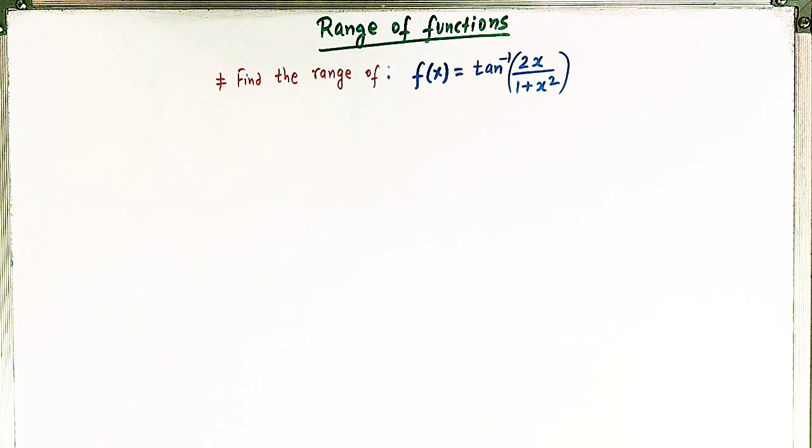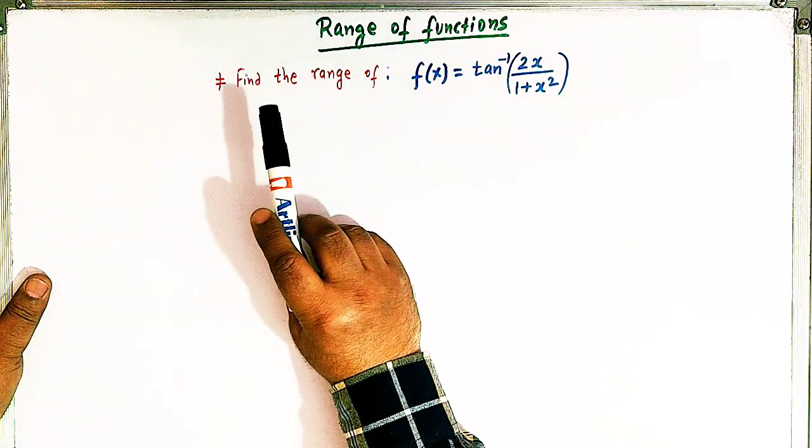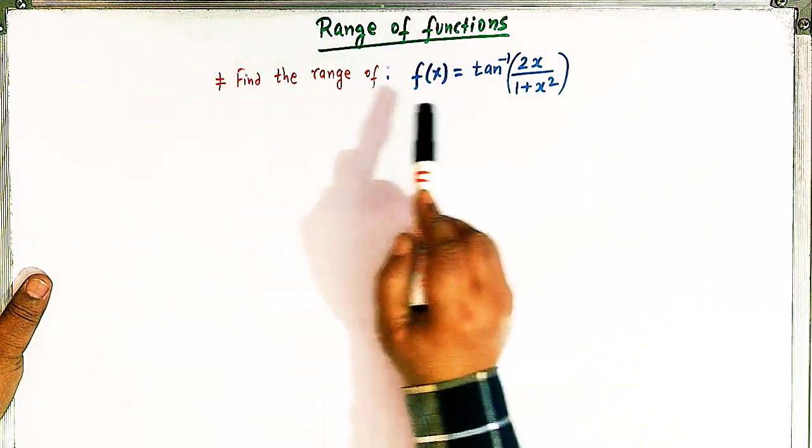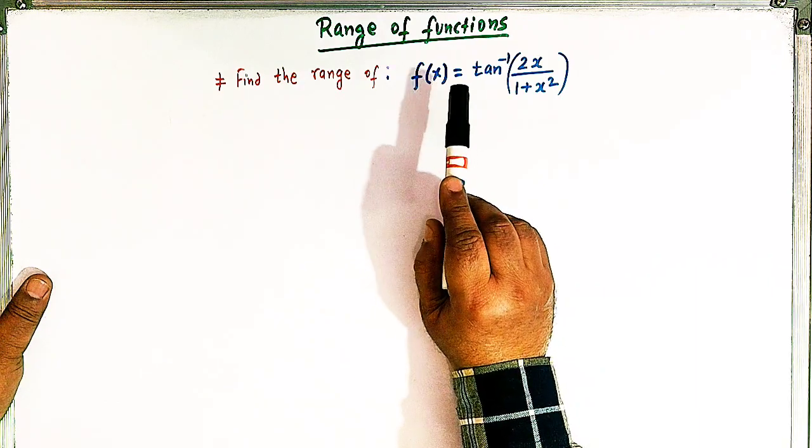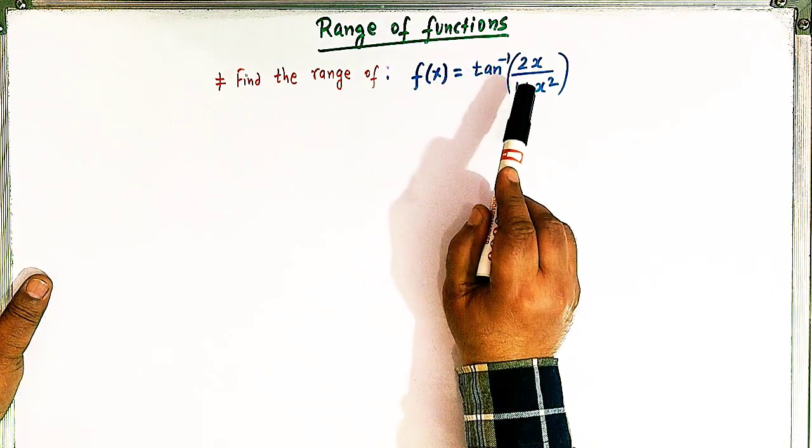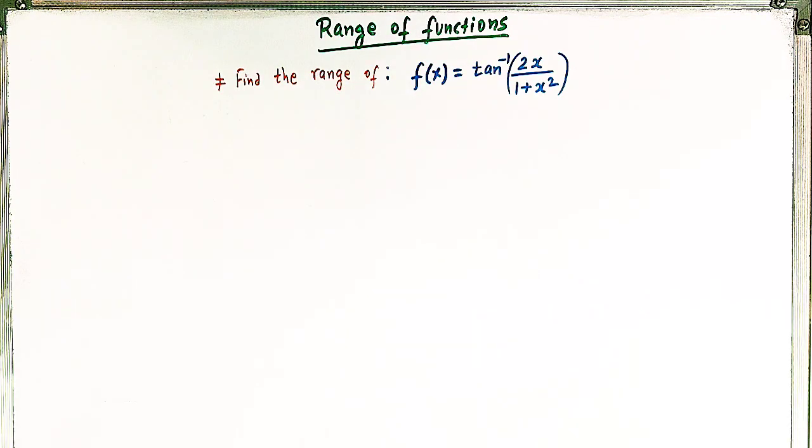Hello, viewers. In today's session, we are going to discuss an important and conceptual problem from a range of functions, right? So here we have to solve this problem in which we have to find the range of the function f of x, which is equal to tan inverse of 2x divided by 1 plus x square.